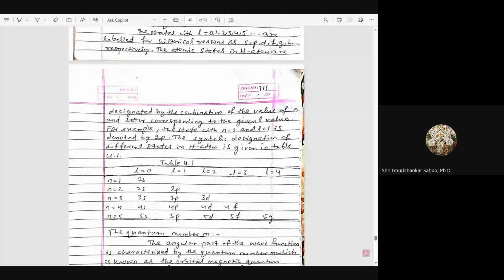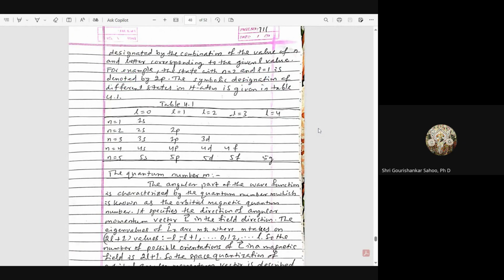If n is equal to 4, L equal to 0 corresponds to the 4s state, L equal to 1 corresponds to the 4p state, L equal to 2 corresponds to the 4d states, and L equal to 3 corresponds to the 4f states. And if n is equal to 5, then L equal to 0 corresponds to the 5s state, L equal to 1 corresponds to the 5p states, L equal to 2 corresponds to the 5d state, L equal to 3 corresponds to the 5f state, and L equal to 4 corresponds to the 5g states. For n equal to 5, n minus 1 is equal to 4, so you can have a maximum L value of 4.